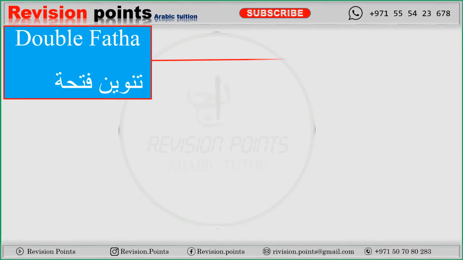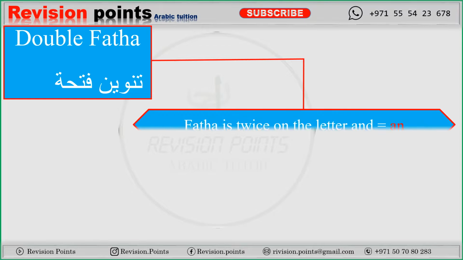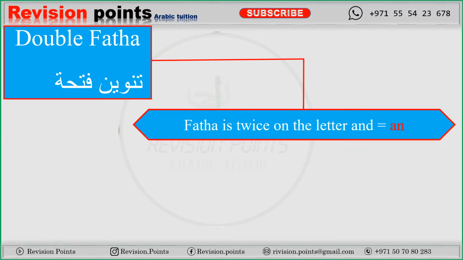Double Fatha. Double Fatha is two Fathas together on one letter. So when we put one more Fatha, it is equal to N. So double Fatha is equal to AN.